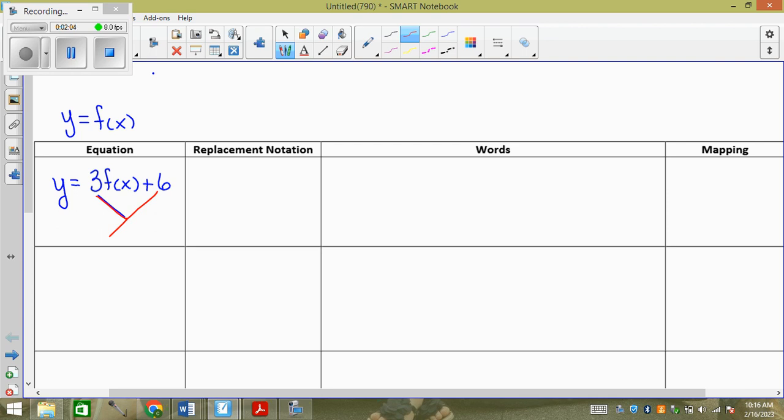So I have a 3 here. I'm going to have a 3 in words, and I'm going to have a 3 in mapping. I have a 6 here. I'm going to have a 6 in words and a 6 in mapping. It's not going to change, because verticals do not change. That's the best thing about them. That's why you have to give it to y equals. Okay? So the 3 represents a what?